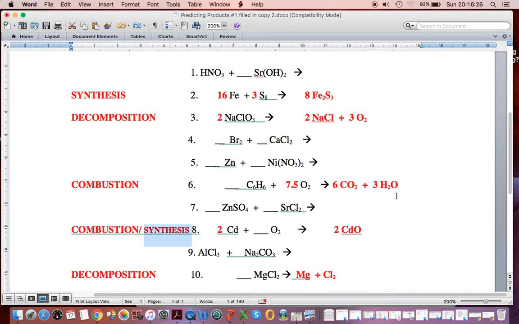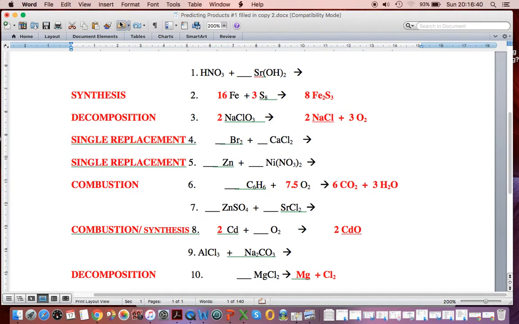That means we're looking for an element and a compound, or a compound and an element to the left of the arrow. This is not. This is element, compound, element, compound. 2 compounds, 2 compounds. So these are single replacements. We have to remember, here we have a nonmetal. Nonmetals kick out nonmetals. This nonmetal will develop a negative charge that wants to stick to the calcium's positive charge.